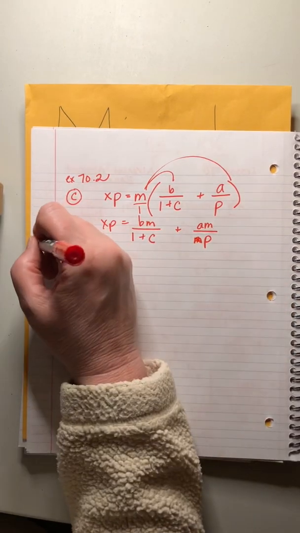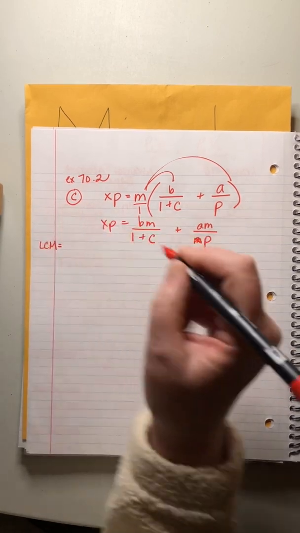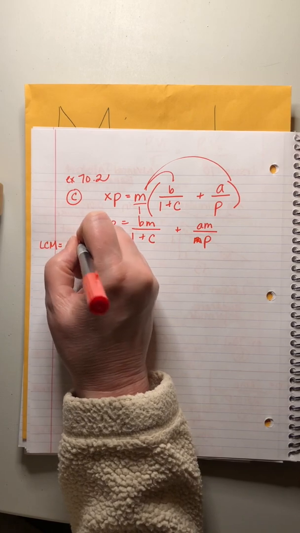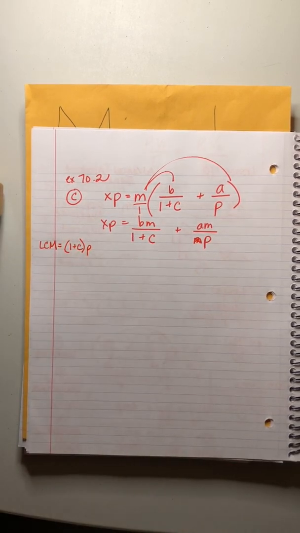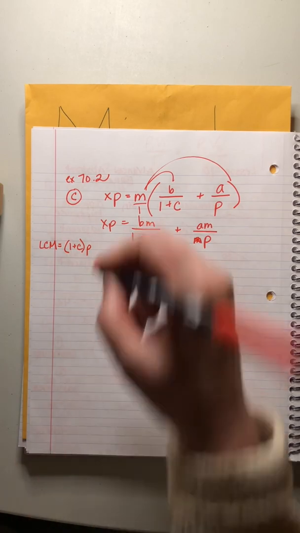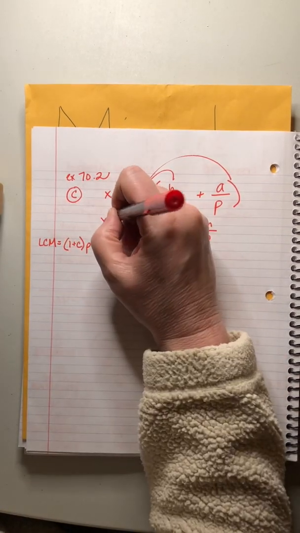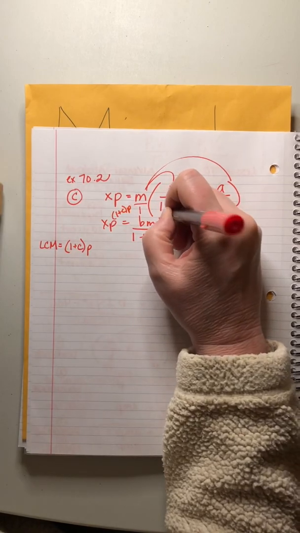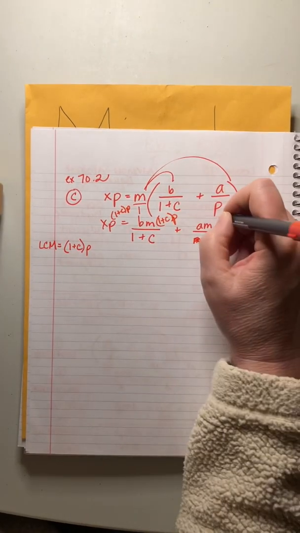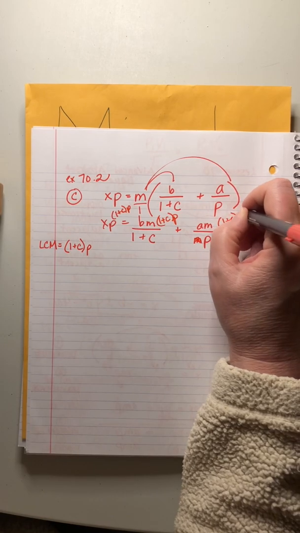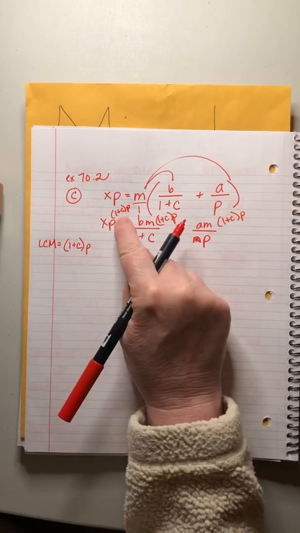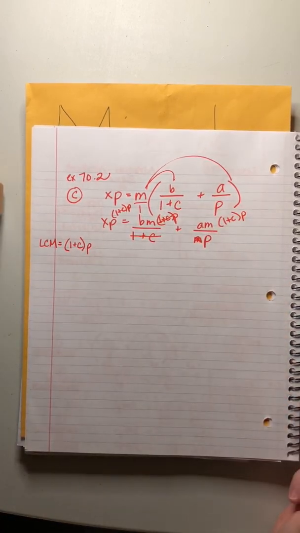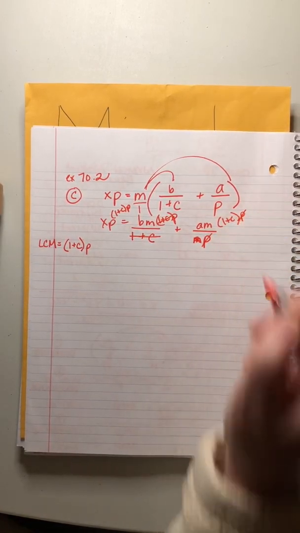We need an LCM. We can't combine those except to multiply, so it's going to be 1 plus C times P. All right. So now we have to write that by each one of these. Oh my gosh, this is so much work. None of that cancels. This is the one where the gross part cancels. And then just the P cancels.